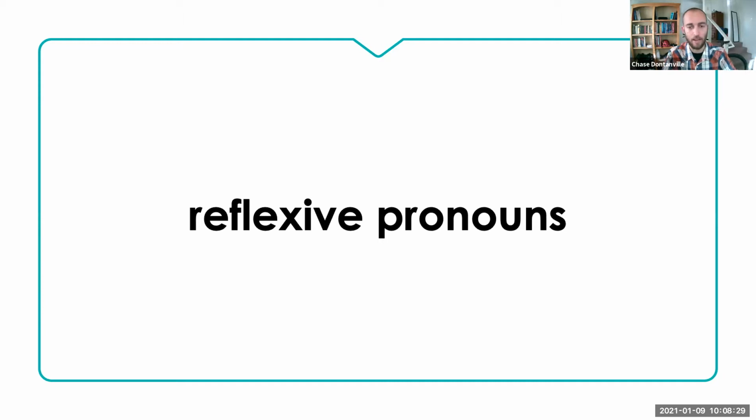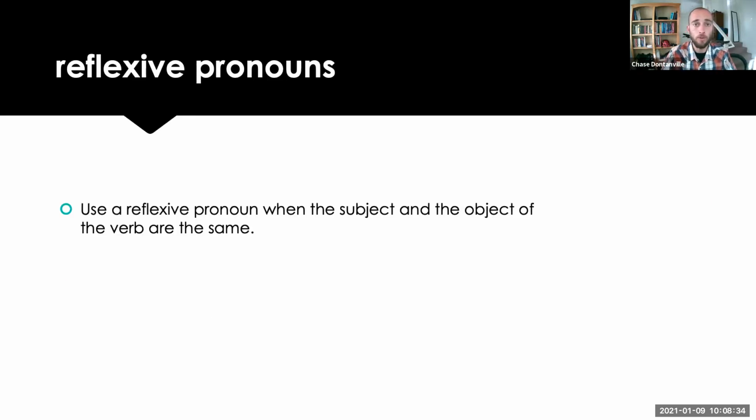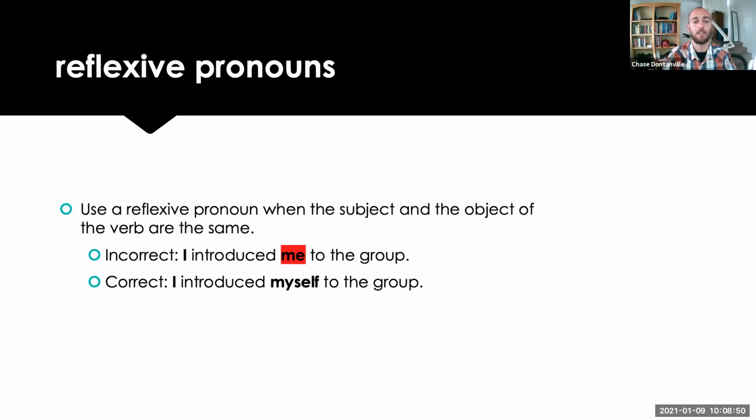Let's now look at reflexive pronouns. You use a reflexive pronoun when the subject and the object of the verb are the same. For example, this is incorrect: I introduced me to the group. I introduced myself. I, the subject, and myself, the object, are the same person. So we have to use a reflexive pronoun. Reflexive means back to the same person.